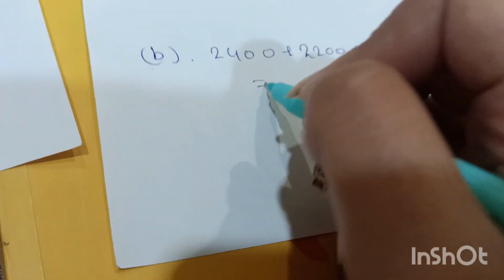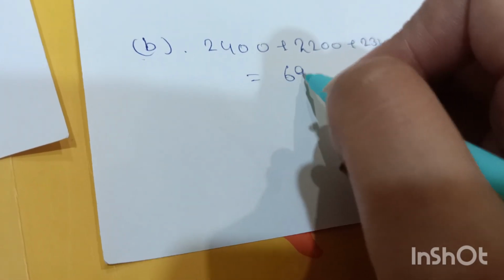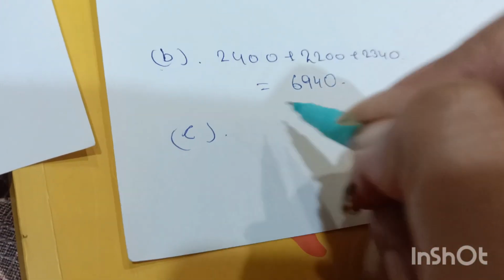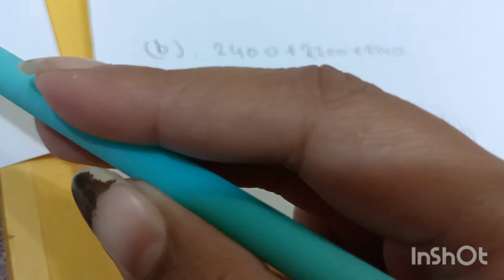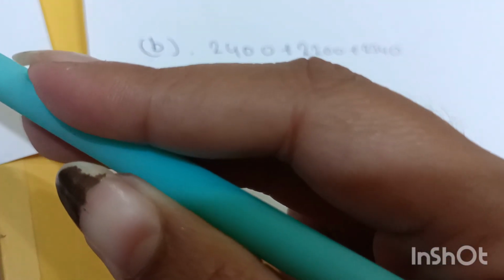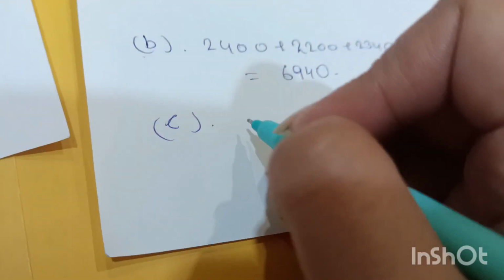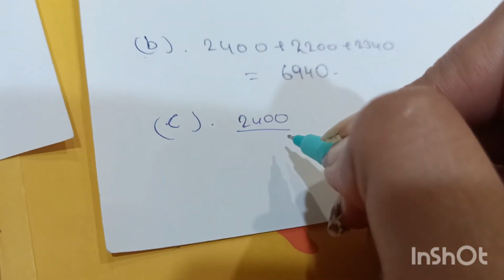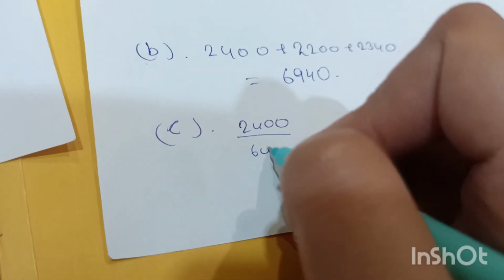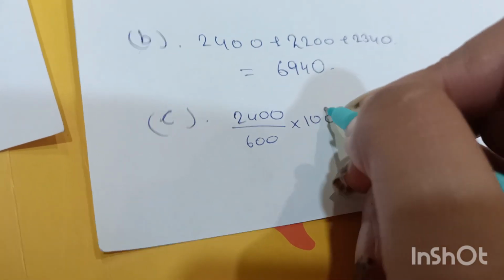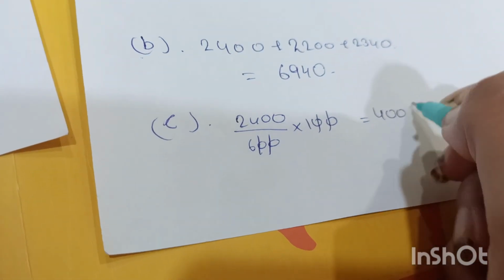For now, solving the B option, you have to find total number of students who are in music club. So music club, you have to add 2400 plus 2200 plus 2340. When you will calculate it, you will get the value as 6940. Okay, so now for C, number of boys in section 2 is what percent of section 3 girls. So number of boys in section 2 are given as 2400, and girls in section 3 is 600 into 100, because you have to find the percentage. So when you will calculate it, you will get the value as 400%.